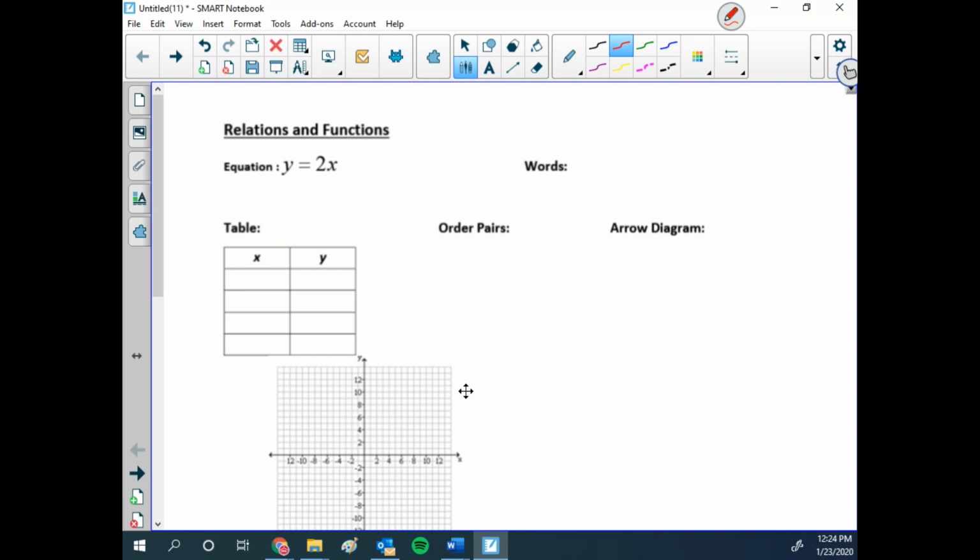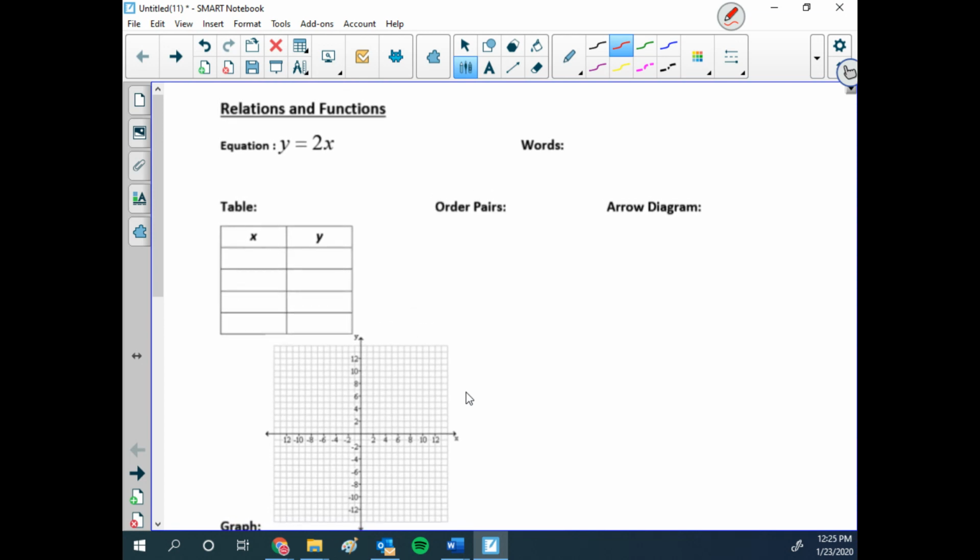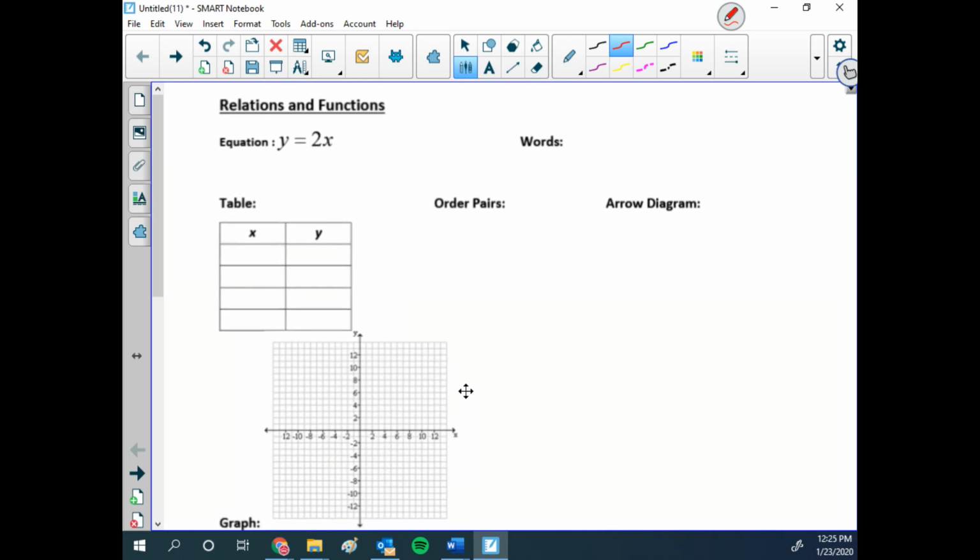All right. So let's start looking at relations and functions. The first thing we looked at is that technically I could be given an equation, the words, ordered pairs, an arrow diagram, a table, or even a graph, and I need to be able to convert back and forth between these forms. It depends on what they give you, where you can start.